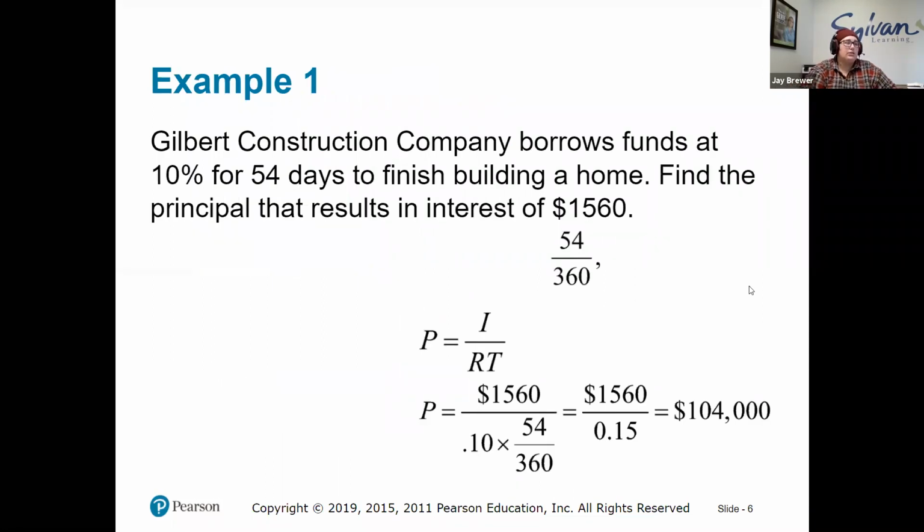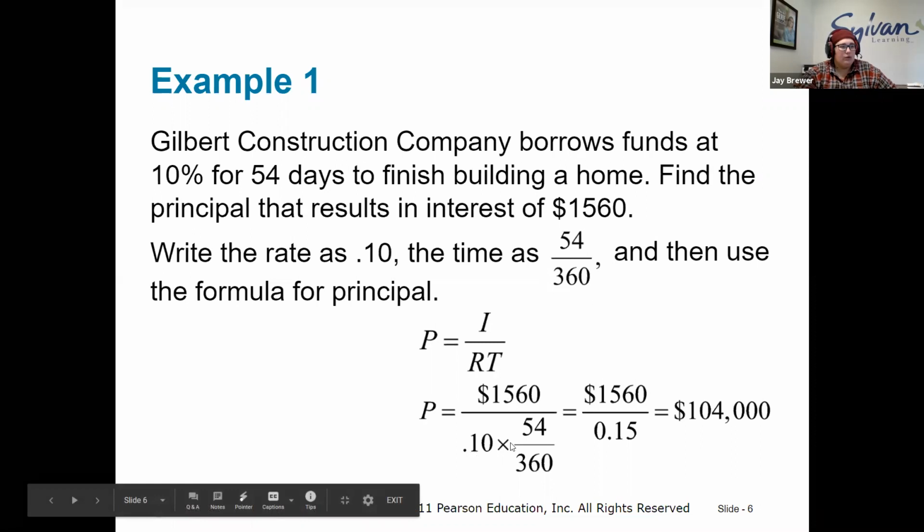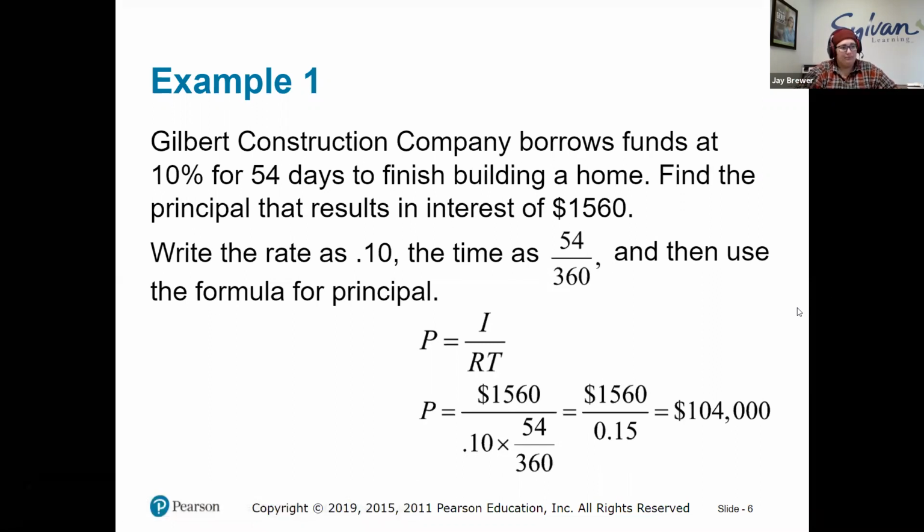All right, Gilbert Construction Company borrows funds at 10% for 54 days to finish building a home. Find the principal that results in the interest of 1,560. Write the rate as 0.10, the time as 54 over 360, and then use the formula for principal. So you're going to take 1560 and divide it by 0.10 times 54 over 360, which ends up being 1560 divided by 0.15. So you get a principal of 104,000.